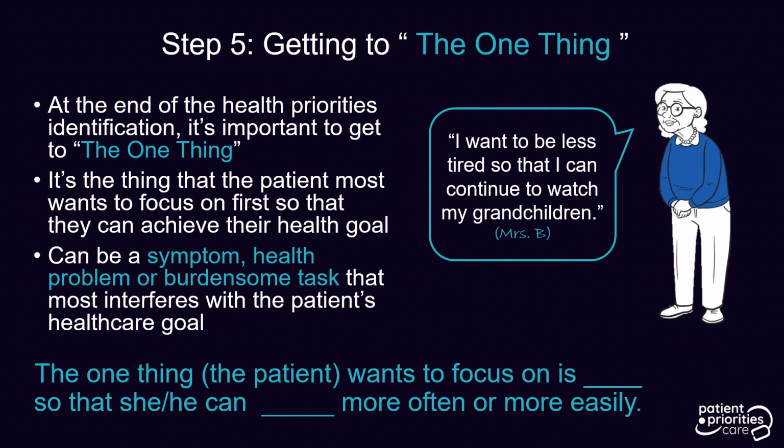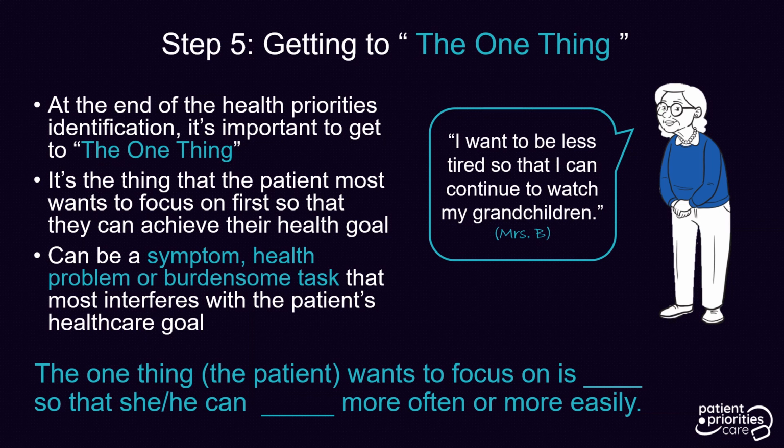It is useful to conclude the health priorities identification discussion by arriving at the one thing. First, the one thing gives the patient an opportunity to state which thing they most want to focus on now. This is similar to the chief complaint in the traditional medical history.